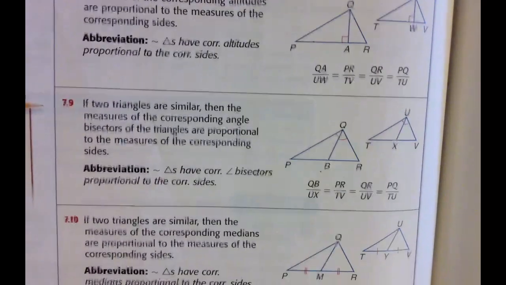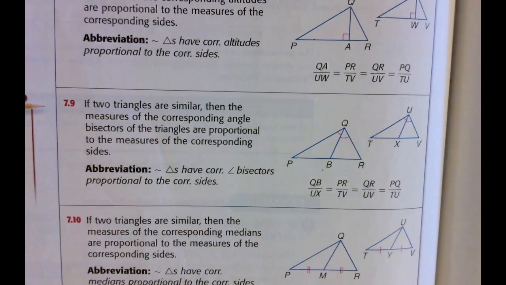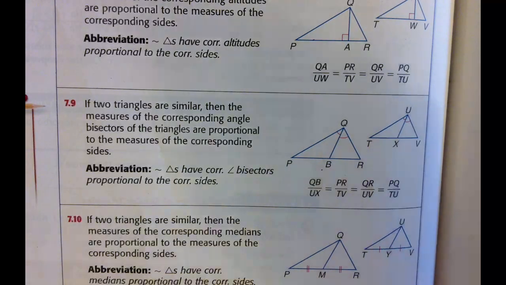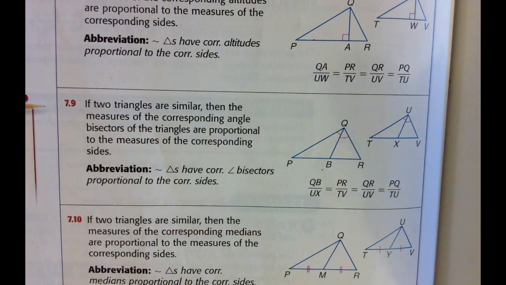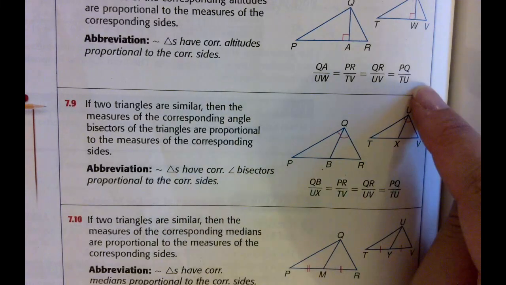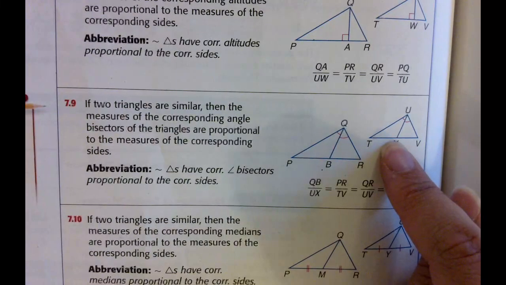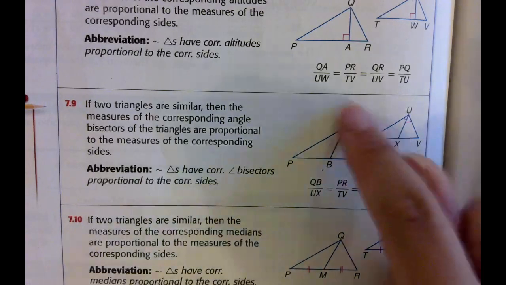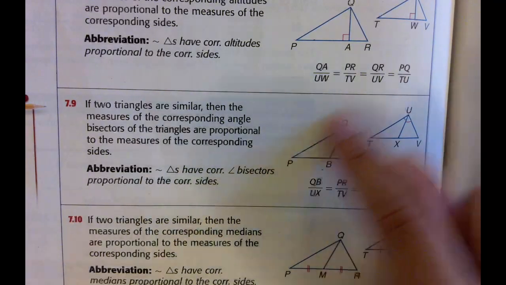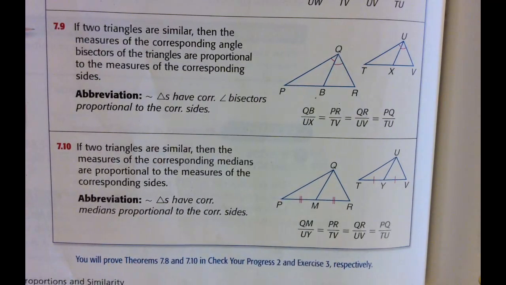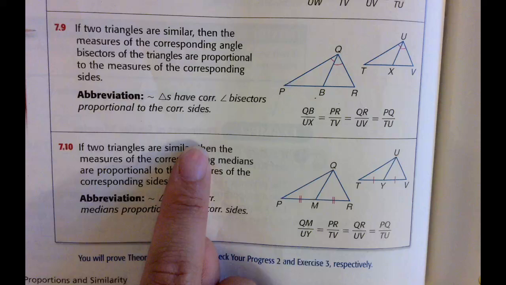Likewise, if two triangles are similar, then the measures of the corresponding angle bisectors are also proportional to the corresponding sides. So QB angle bisector over UX angle bisector is proportional to PR over TV, QR over UV, and PQ over TU.